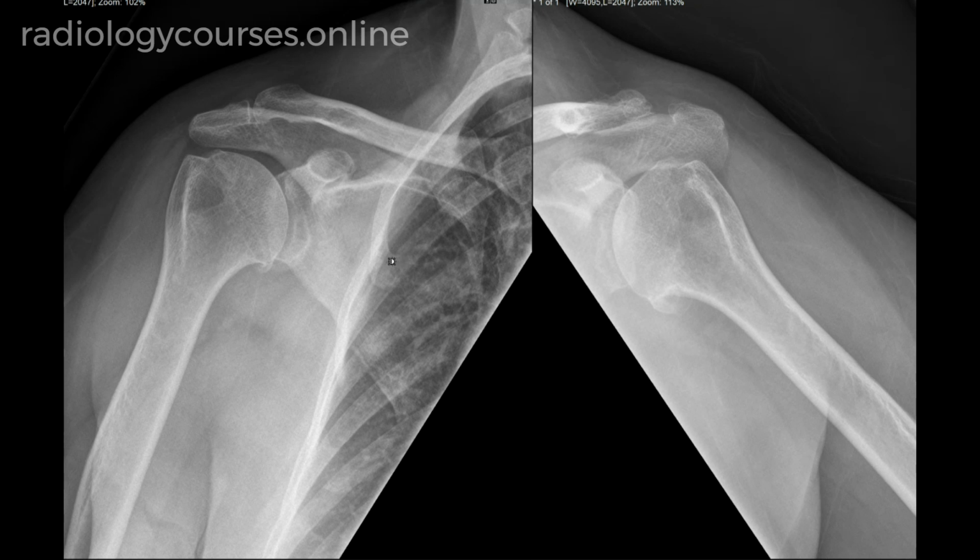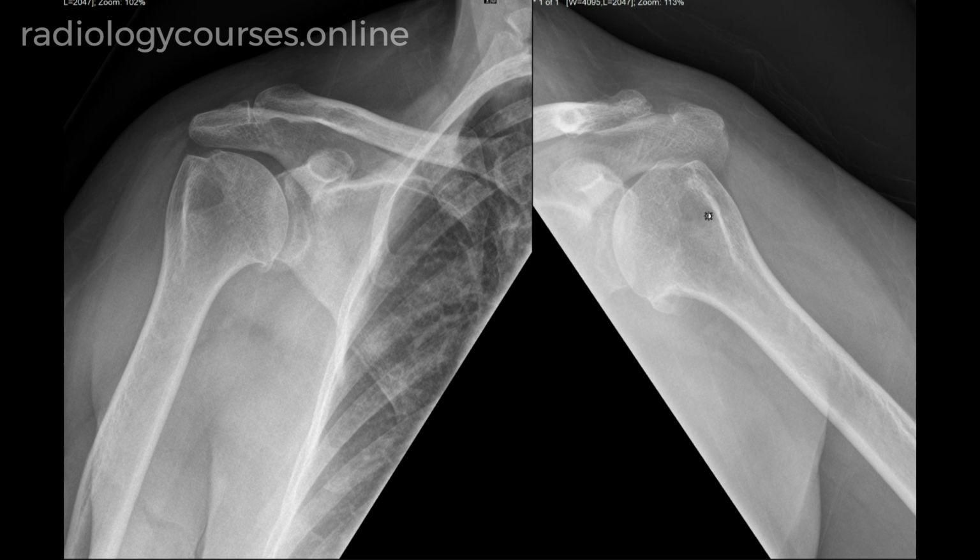Here we have AP views of both humerus in a 60-year-old with history of MGUS, and the skeletal survey was done to look for any lytic lesions. So what we have here is this fairly well defined triangular shaped area of lucency in the lateral aspect of the humeral head close to the greater tuberosity.